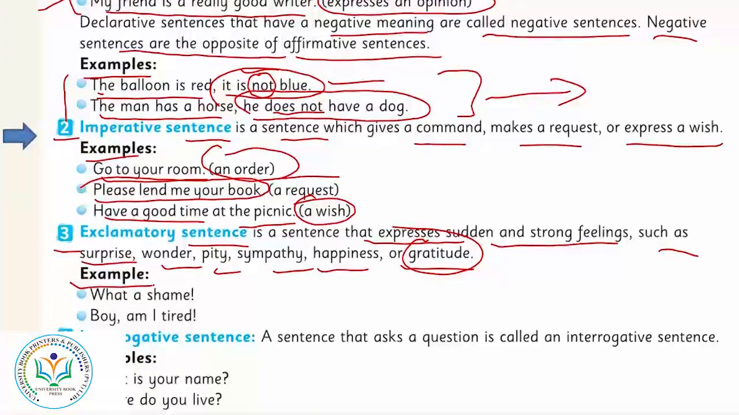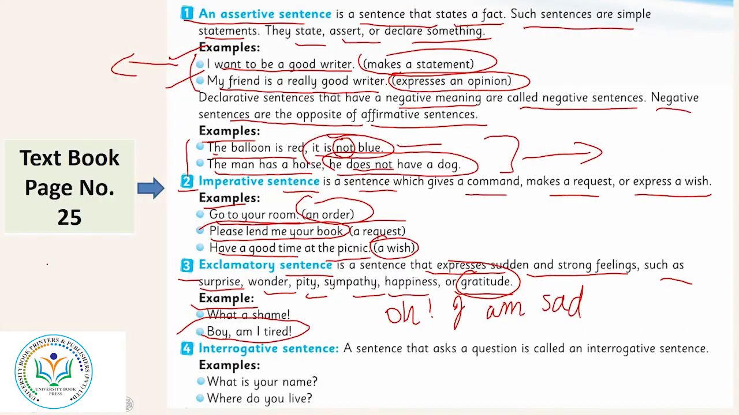For example, what a shame. This is the feeling of pity or sympathy. Boy, I am tired. This is the feeling of tiredness. Oh, I am sad. Wow. I got so happy. These are the examples of exclamatory sentences which express strong feelings.